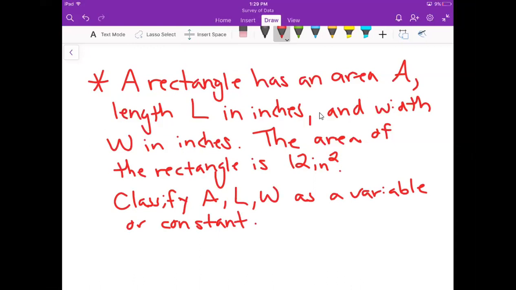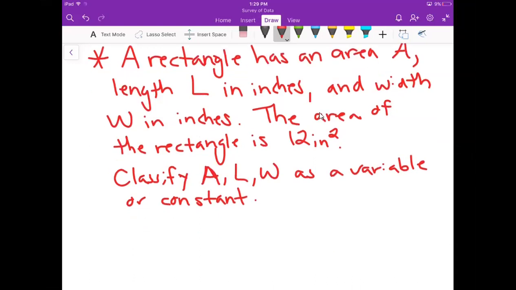So let's just start with the first one in that list, A. Remember, A was the area. So can A vary for this rectangle? Can this rectangle be several different areas, or is that area set at one number, making it a constant?